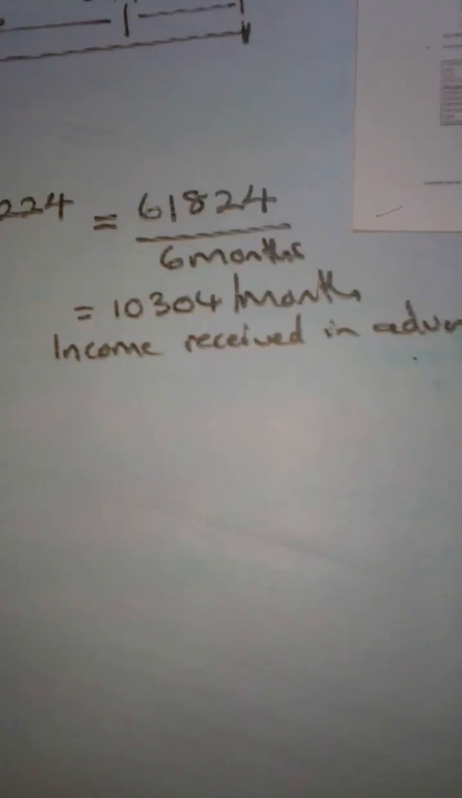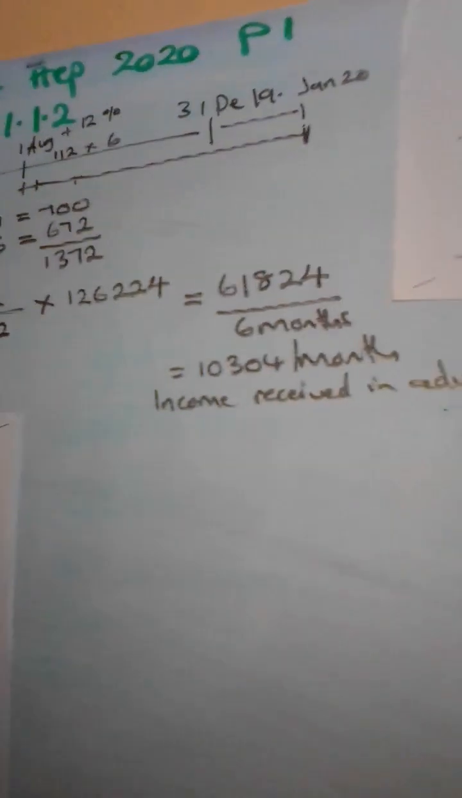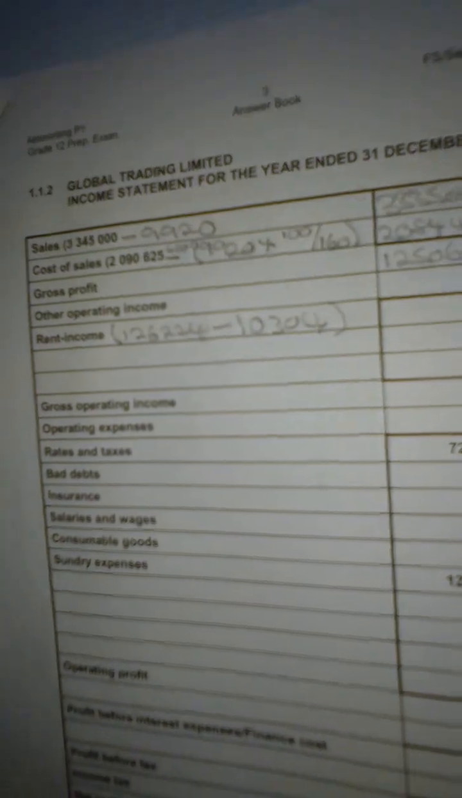How do we treat an amount that was received in advance in our income statement? We are supposed to subtract everything that was in advance. So we say minus 10,304. Let's go back to our calculators. It will give us something like 115,920. That is our rent income.